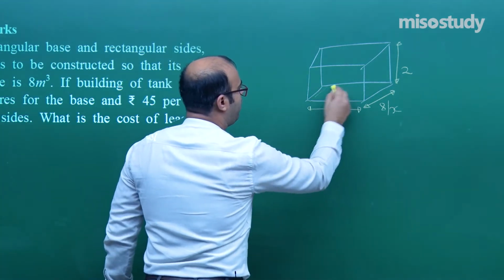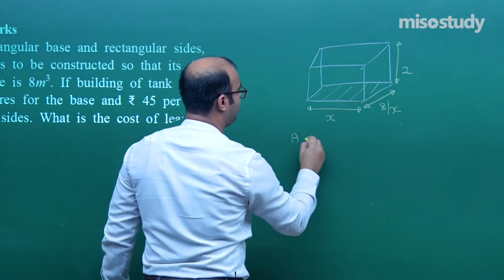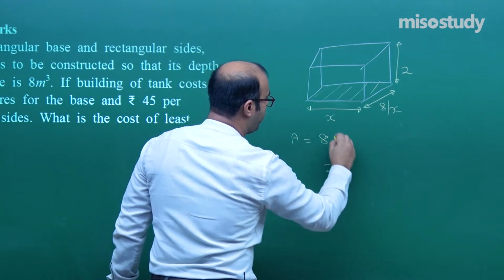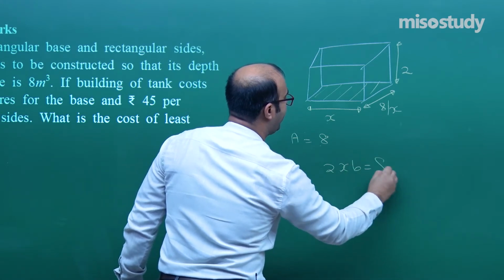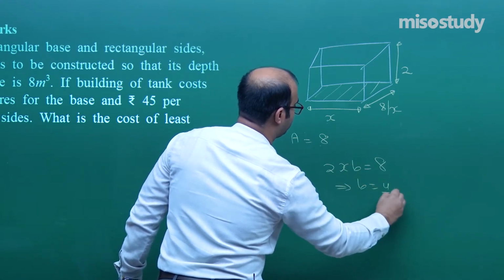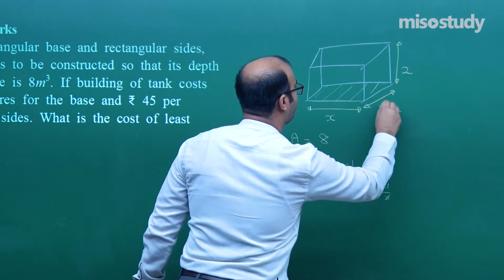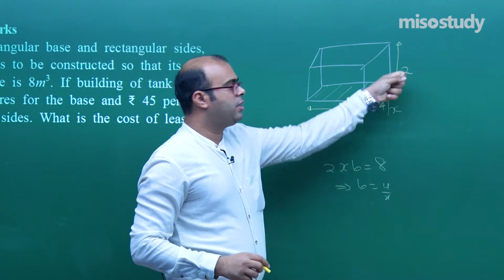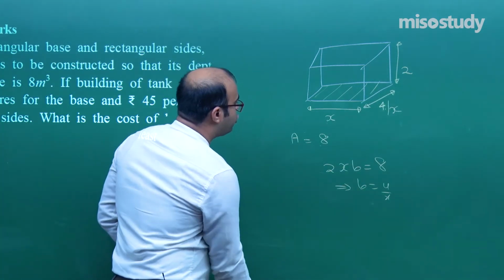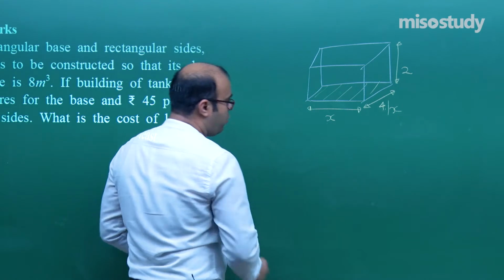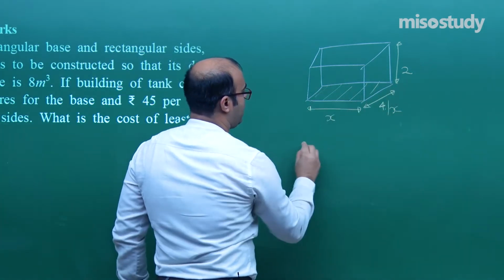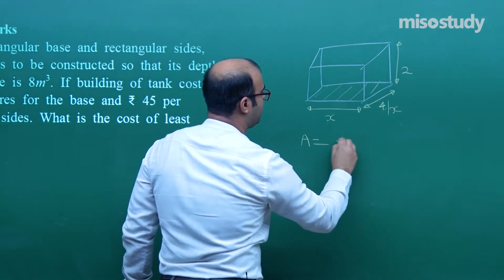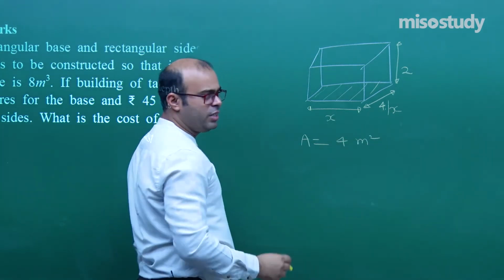So if we talk about the base, we took 2 into x into breadth is equal to 8. So breadth is equal to 4 by x, it is not 8 by x, sorry my mistake, it is 4 by x. Then only if you multiply this with this, x will cancel and the product will give you 8 meter cube. So let us find out the area of this base. Area of this base is actually x into 4 by x, that is 4 meter square. Okay, this is a constant.